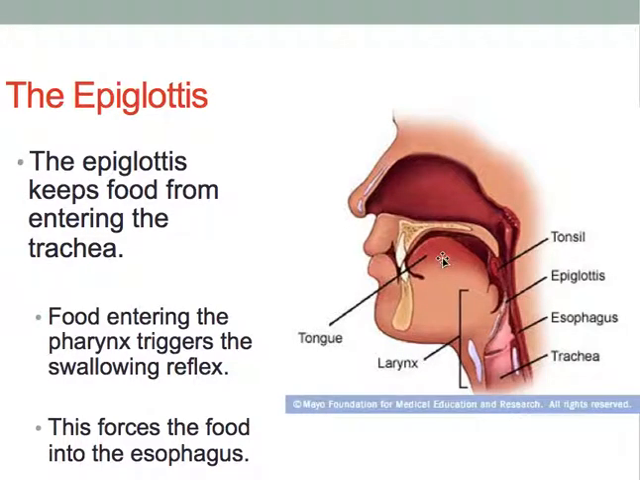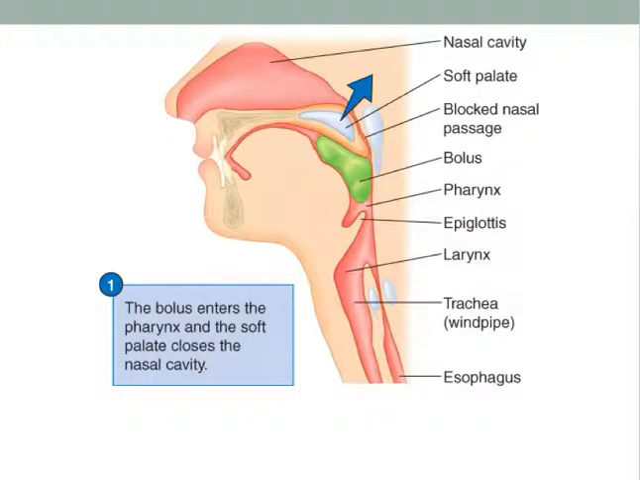So when you swallow your food, the epiglottis actually covers the trachea, which then forces the food down into the esophagus. If we're looking at this cross section here, we've got the tongue, and the epiglottis is this little flap-like structure here, and it covers the trachea or windpipe, allowing the food to travel down the esophagus. Here is another picture of this process. So the bolus, or the green thing, would be the food.